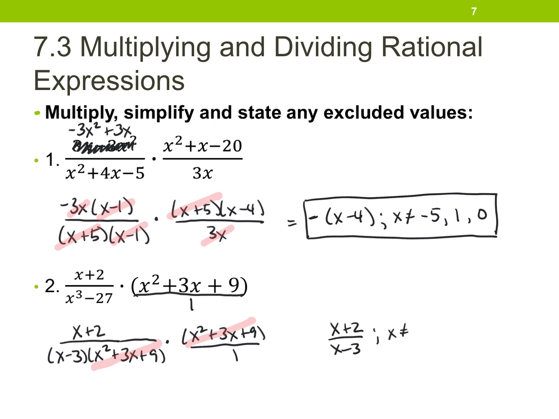X cannot equal 3. This part right here is not factorable, and when you use the quadratic formula to see when it equals 0, you'll notice it's imaginary, but we do not need to include imaginary numbers as part of excluded values, so it is perfectly fine to stop at this point and say that this is your final answer.